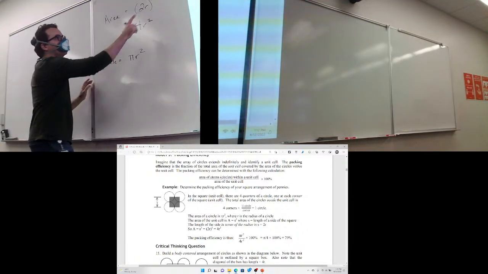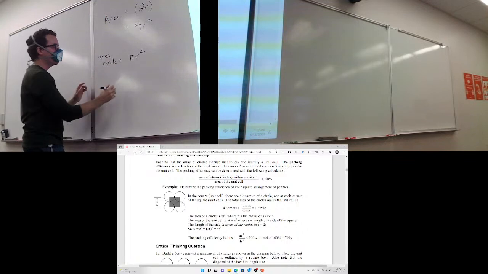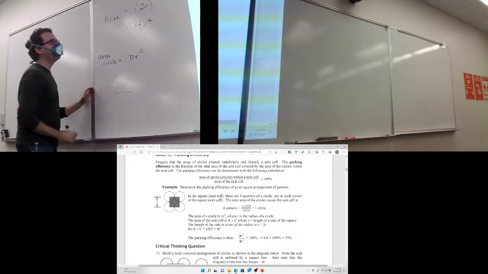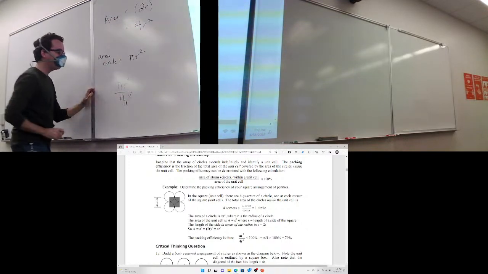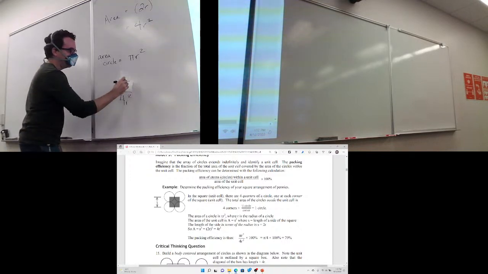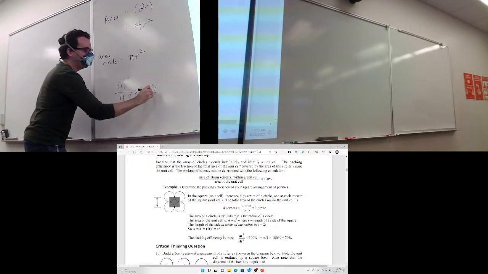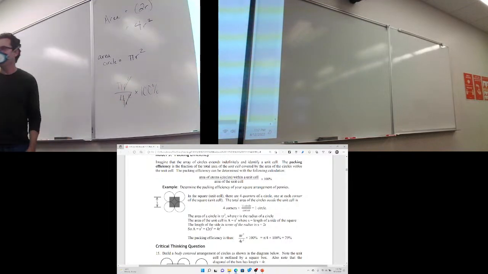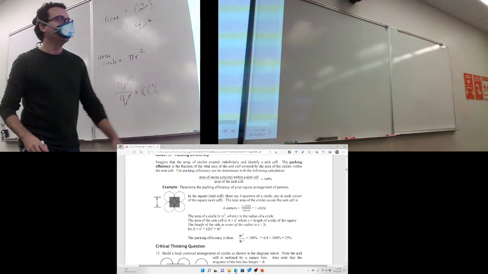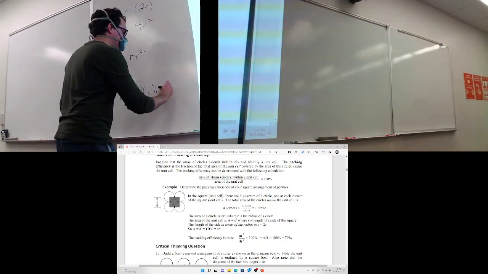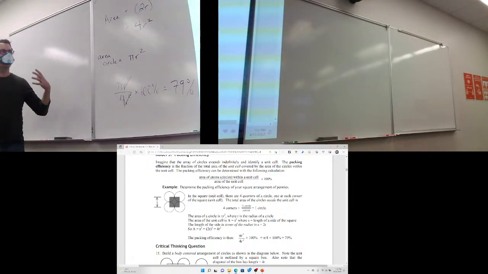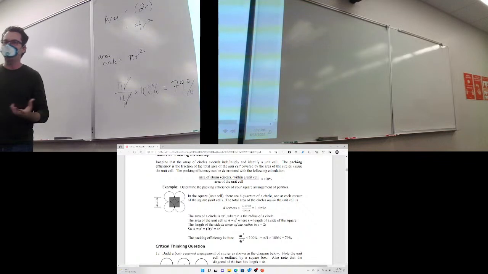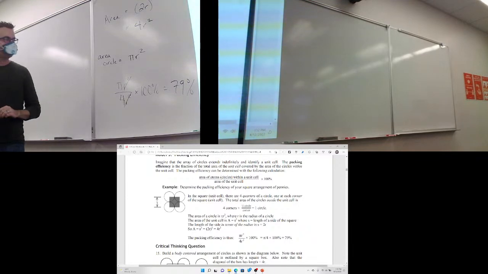So when I take the numerator, the area of the atoms within the unit cell, which is pi r squared, and I divide it by the area of the unit cell, 4r squared, and then multiply it by 100% to get a percentage, notice that r squared cancels out, numerator and denominator, and I'm left with pi over 4, which happens to be about 79%. That's the packing efficiency. That's the percentage of atoms filling up that unit cell. So about 21% is empty space. That's what we're going to do.